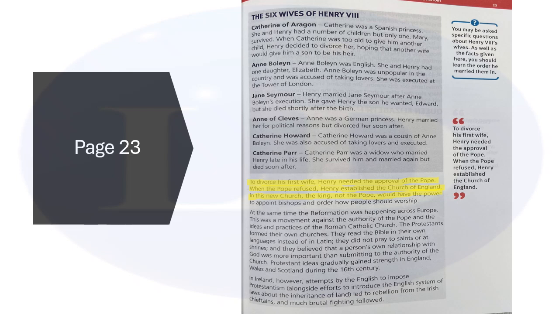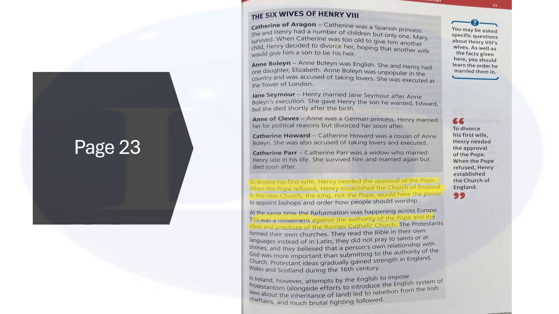So Reformation means when people were moving away from the Roman Catholic Church and trying to be free of the Catholic Church. Why? Because they thought that the Roman Catholic Church was becoming corrupt. At the same time, Reformation was happening across Europe. This was a movement against the authority of the Pope and the ideas and practices of the Roman Catholic Church.